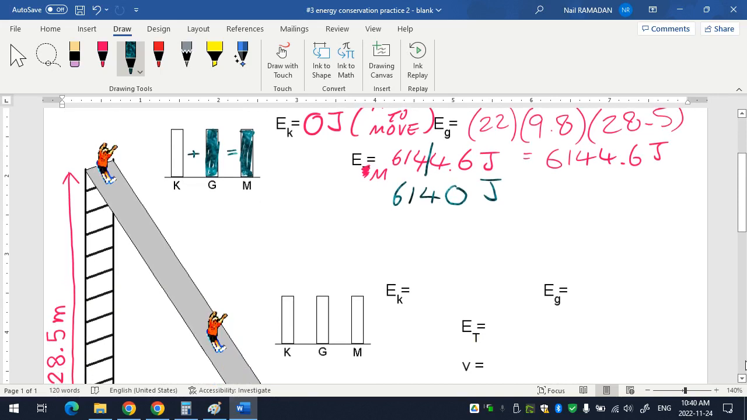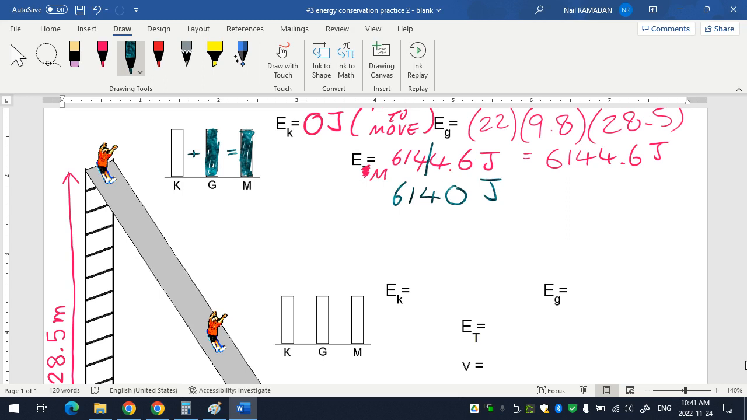Where are they now? Sorry, halfway. What does the question exactly say? Halfway down the slide. They didn't say halfway down the elevation. They said halfway down the slide. Do I know how fast they're moving right here? I do know they're moving though, so I know they have somewhat EK. And are they actually still elevated from the ground? So they do have somewhat EG.